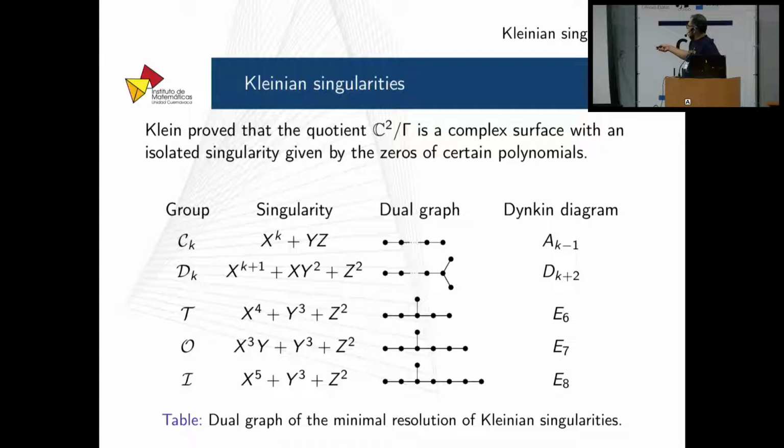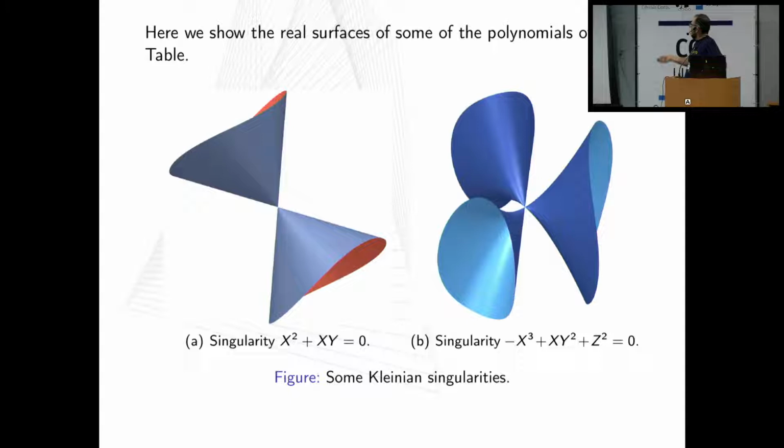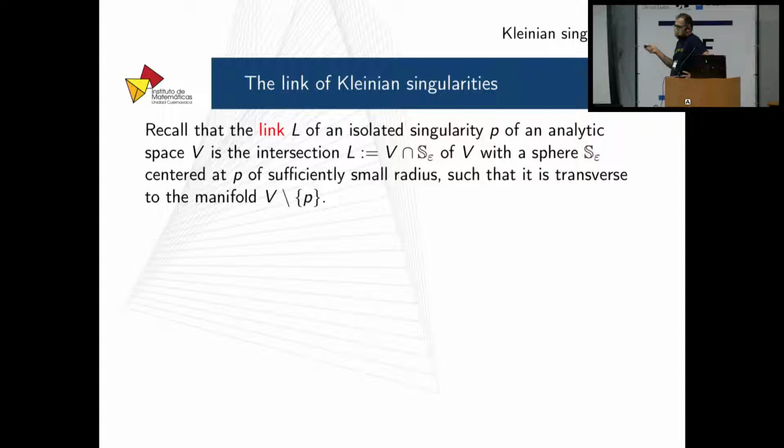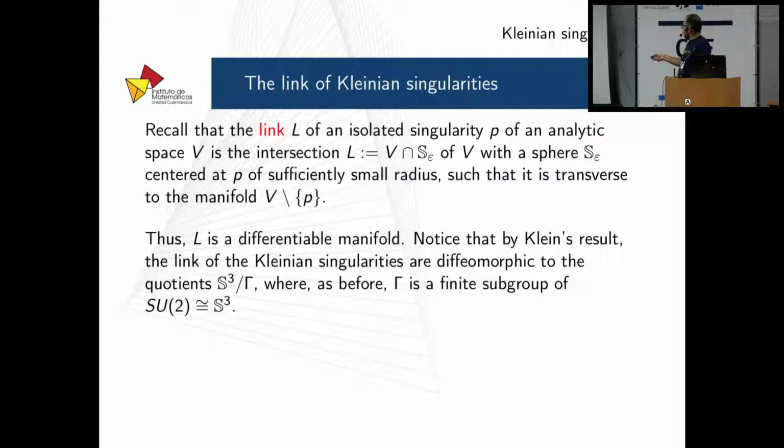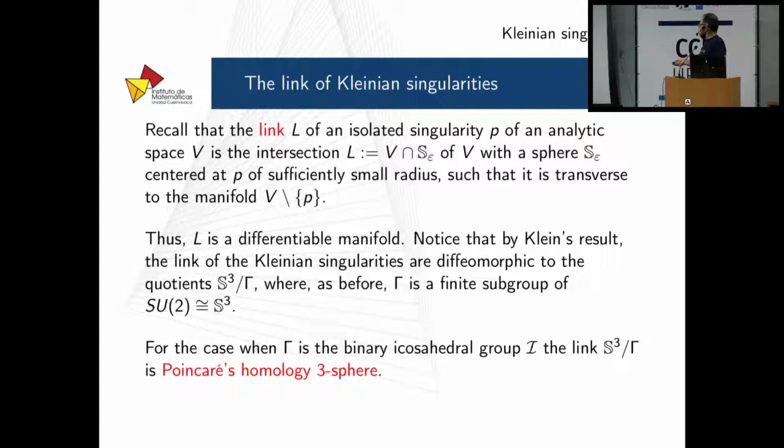So basically we will think of these Kleinian singularities as zeros of these polynomials, the hypersurfaces given by these polynomials, or these quotients. Here are some pictures of the real surfaces of two of them. Since the action of the group on C2 preserves spheres, the links of these singularities are the three-sphere modulo the action of these finite subgroups. The three-sphere is isomorphic to SU2, and gamma is a subgroup of SU2, so it's just taking the action as a subgroup. For the case when gamma is the binary icosahedral group, the link is the famous Poincaré homology three-sphere.